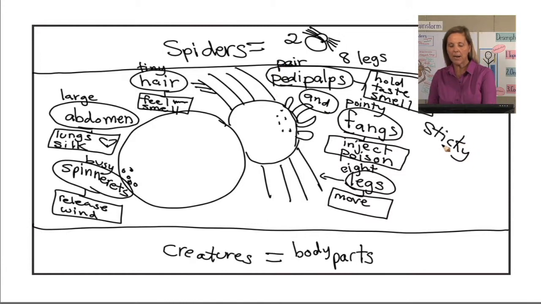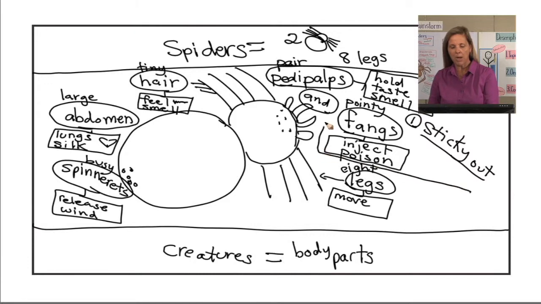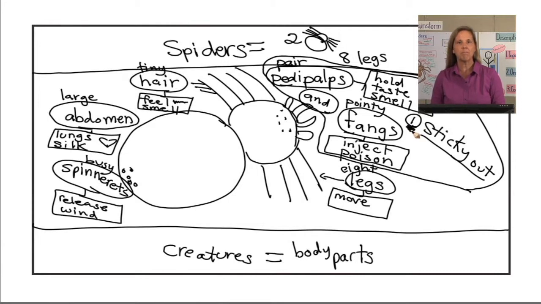I'm going to take my transition, sticking out, write it on my page, and I'm going to put a number one there. This is where I'm starting on my description. Sticking out from the head are the pointy fangs that inject poison and a pair of pedipalps that hold, taste, and smell its food. That's excellent. That's an entire sentence. I think I will box that entire sentence together right there. And I know that's my number one. I'll search for the number one.